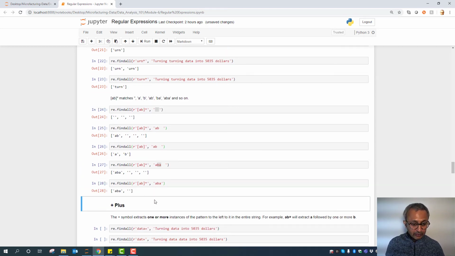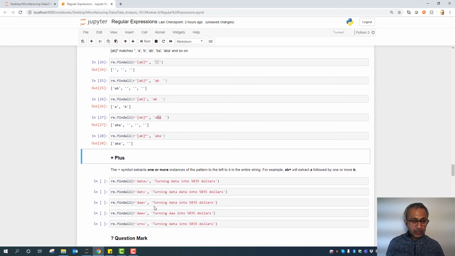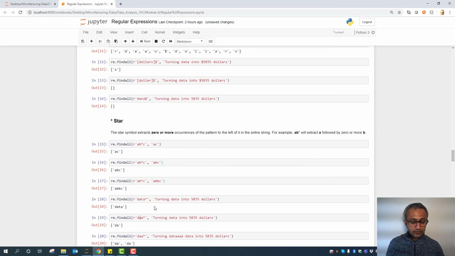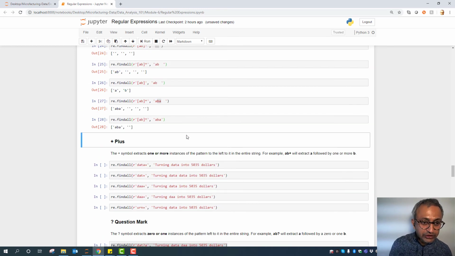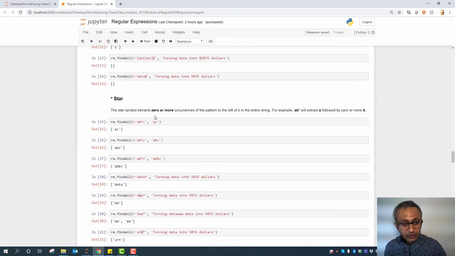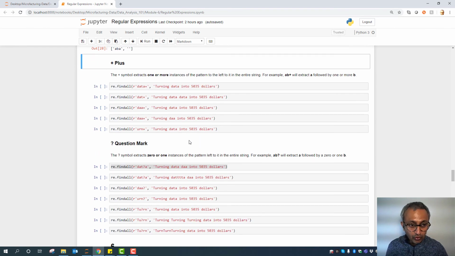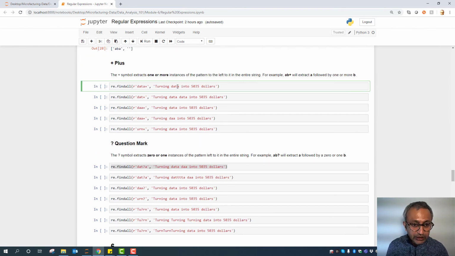Again, ABA and the space. Okay, so that's a bit on star. Then there is plus. Star was 0 or more. Plus is 1 or more. So DATA plus.